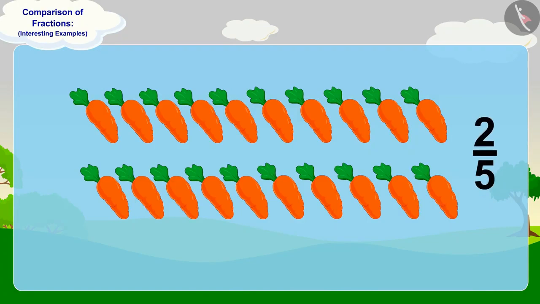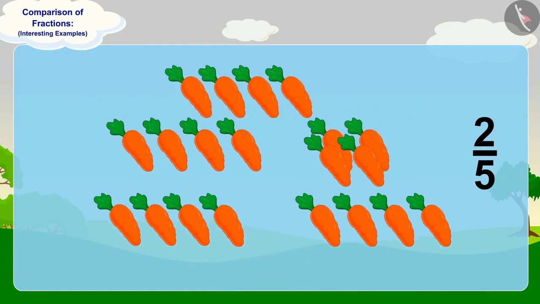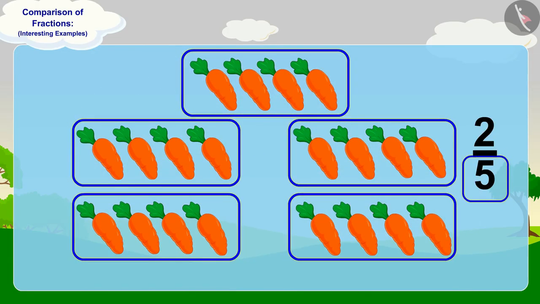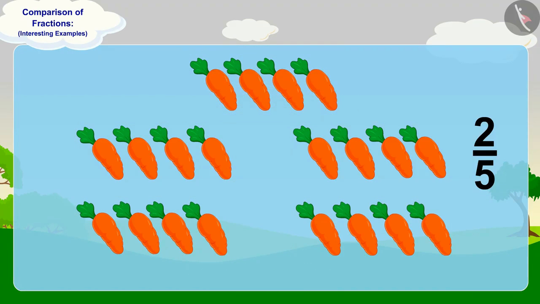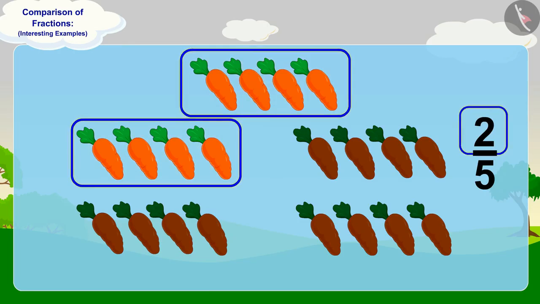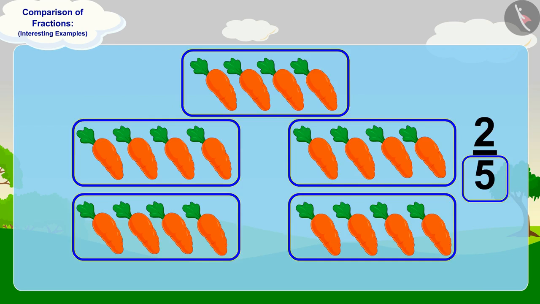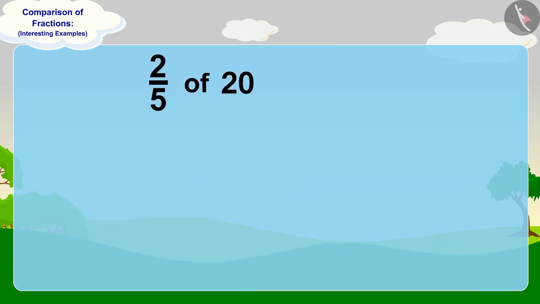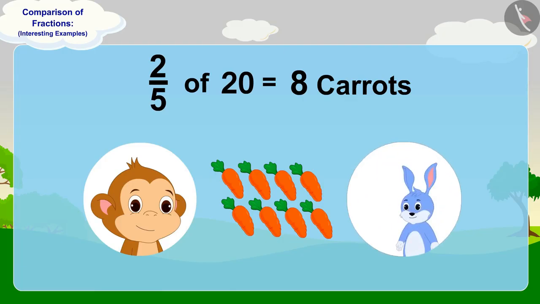To find 1/5 part of 20 carrots, we will divide 20 carrots into 5 equal parts. In this way, there will be 4 carrots in each part. Now, to find 2/5 part, we have to take 2 parts out of these 5 equal parts. In this way, 2/5 parts of 20 carrots will be 8 carrots. Babban will give 8 carrots to Bunny.